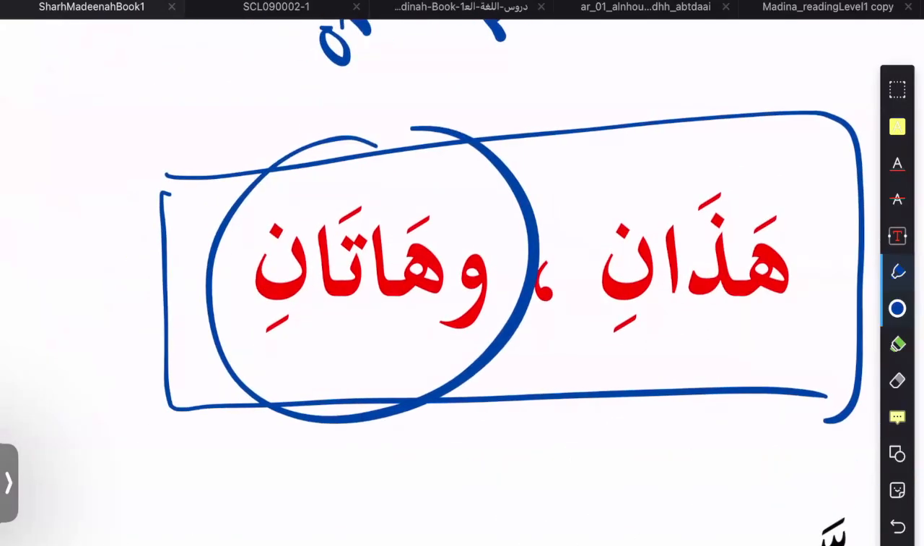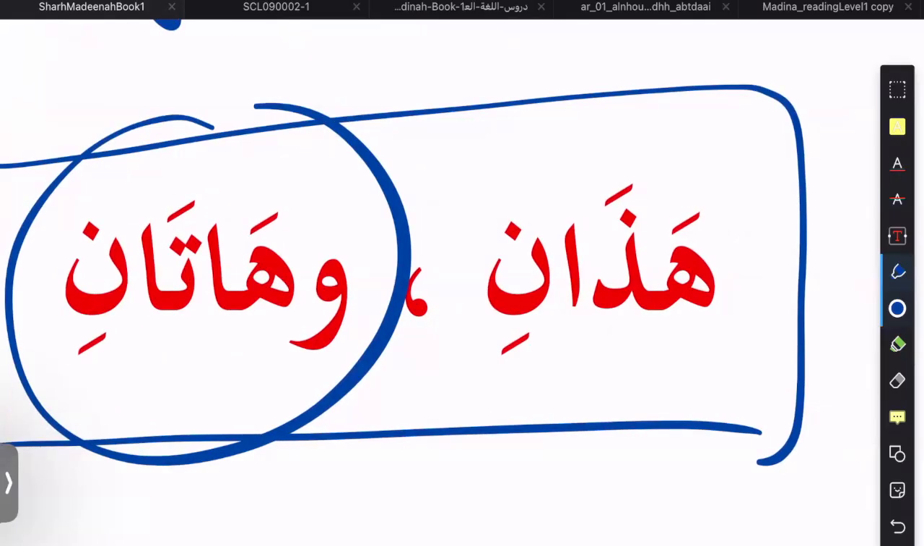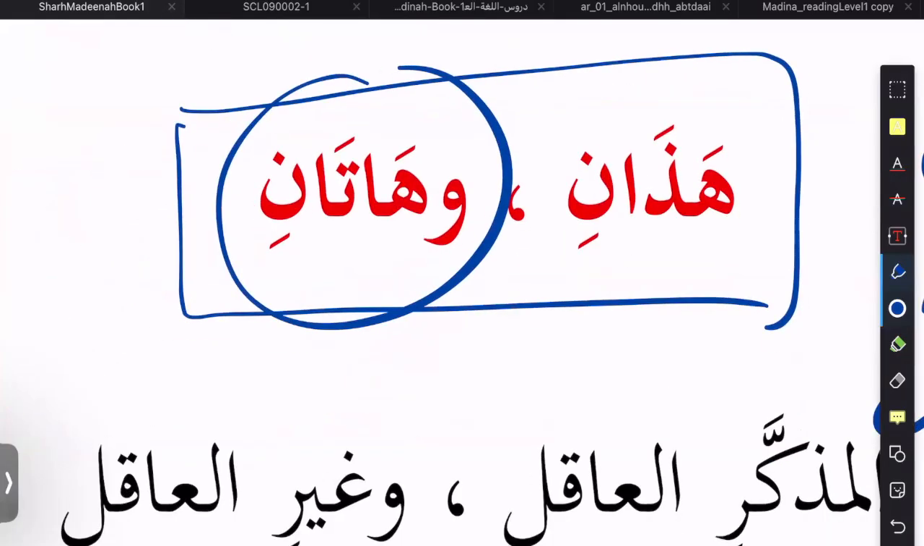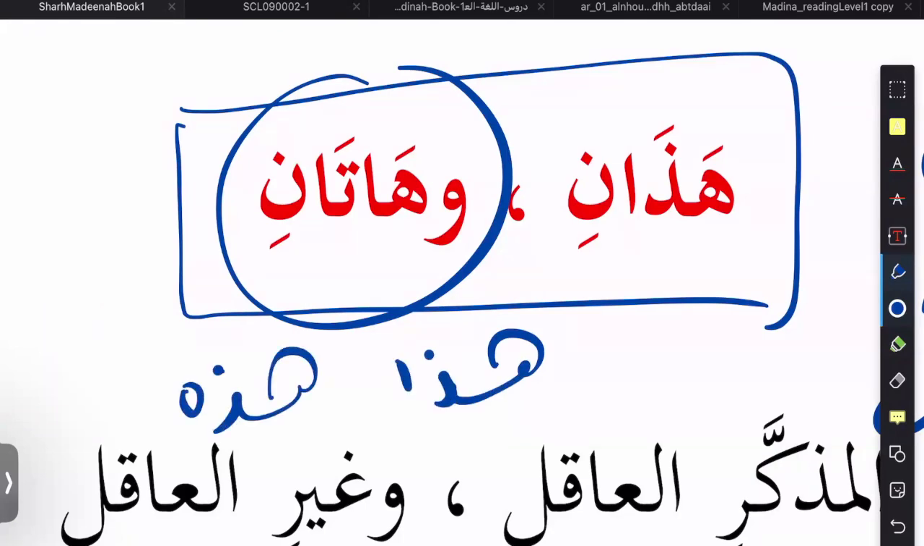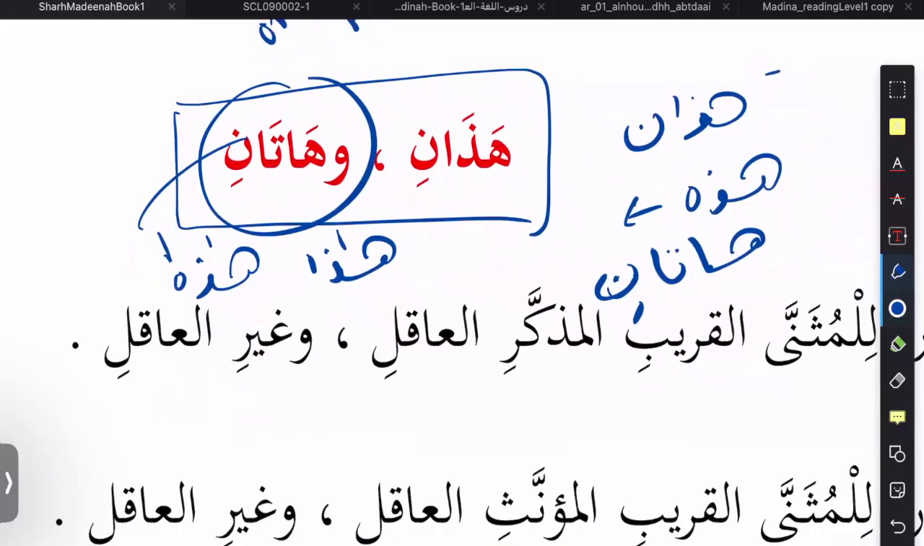Number one, remember we've been saying that when we say hada and hadihi, there is an alif. There is an alif, but we don't write it, but we have to pronounce. Here that alif will show up. Okay, here the alif will come visible. So you say hadani, hadihi and hatani.